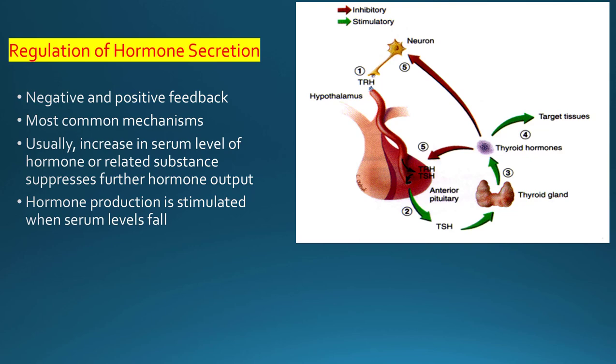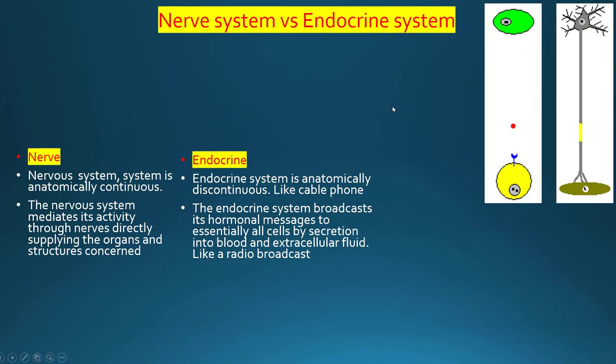When there is a decrease in the hormone concentration, signals are sent from the hypothalamus to the pituitary, which releases thyroid stimulating hormone. It turns on the thyroid gland, and there is production of thyroxine or thyroid hormone. When the concentration is increased, they send a negative feedback signal to the pituitary gland and to the hypothalamus, and in this way they suppress the secretion of thyroid hormone.